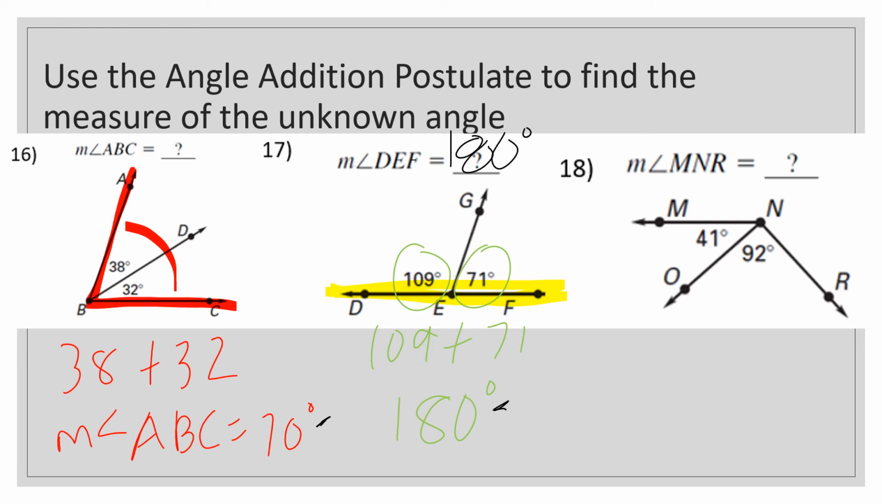Number 18, it is asking us, again, to find the big angle measure, angle MNR. So if it's asking us to find the whole thing, we need to add the two together. So 41 plus 92. 41 plus 92 is 133 degrees.